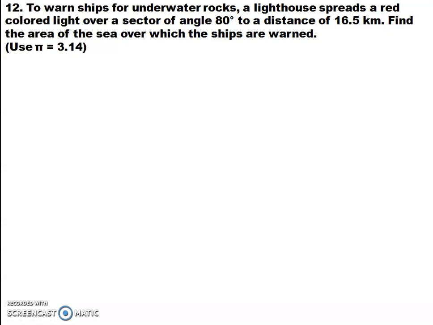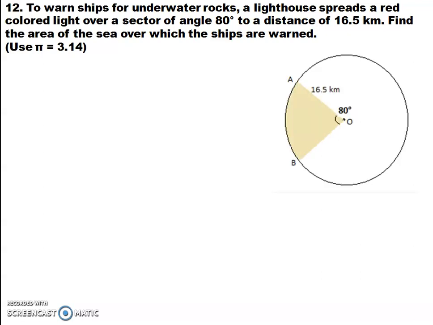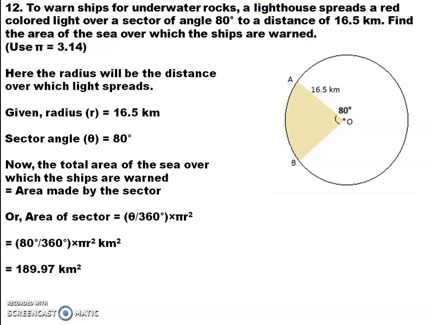Next question. To warn ships of underwater rocks, a lighthouse spreads a red colored light over a sector of angle 80 degree to a distance of 16.5 kilometer. Find the area of the sea over which the ships are warned. First, we'll draw the figure. So, 16.5 is the radius, with an angle of 80 degree. The radius will be the distance over which the light spreads.